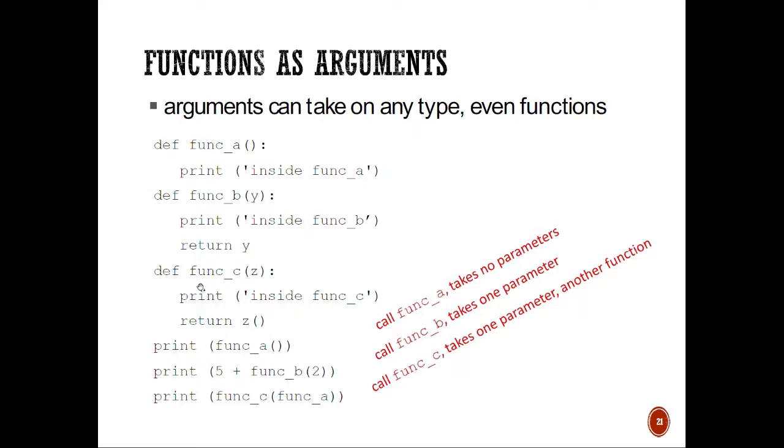And then we define a function C that takes an input z. We print a statement inside function C, and then we're returning z. So this means that the return of this function is a function in itself. Here, when we call A, it does not take any parameters. When we call B, it takes one parameter. When we call C, it takes a parameter, which is a function, basically.